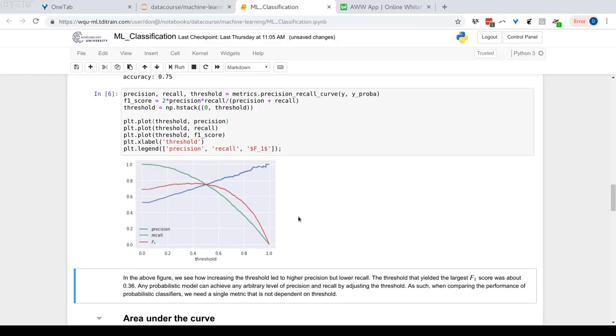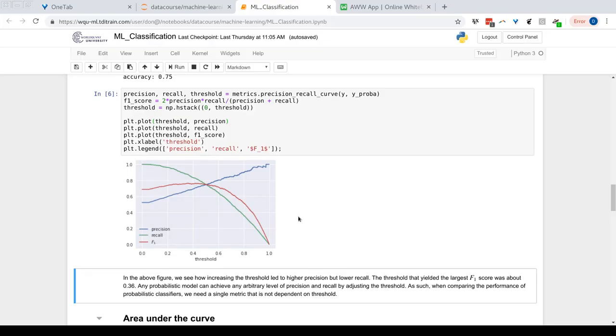One thing that you should keep in mind here is that any probabilistic model can achieve any arbitrary level of precision and recall just by adjusting this threshold knob for our model. So when we're talking about probabilistic classifiers, we need a single metric that is not dependent on threshold. Because let's say you have a probabilistic model, and you say, I want it to have 95% precision. No problem. As we see here in this graph, we can adjust the threshold to achieve that level of precision.